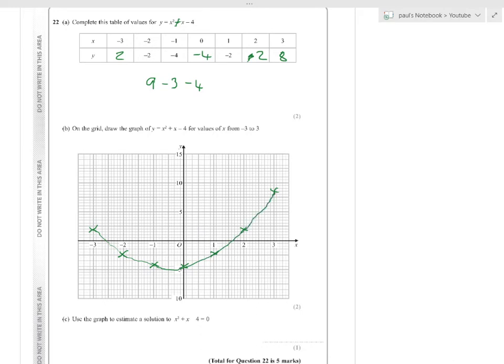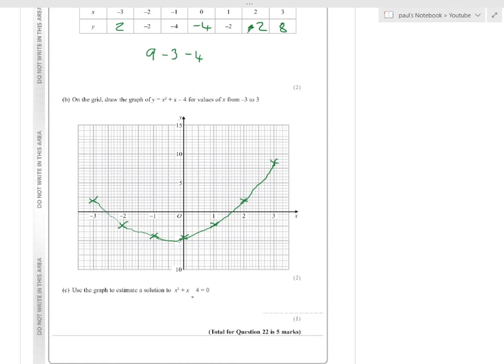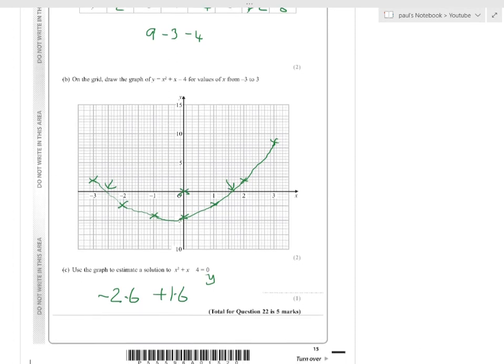Okay. Use the graph to estimate a solution of x squared plus x minus 4 equals 0. So when you've got 0, that's the y. You've got to work out what that bit is and that bit is. So I'm thinking of minus 2.6, yeah? Minus 2.6. And this is just plus 1.6. Yeah, happy with that.